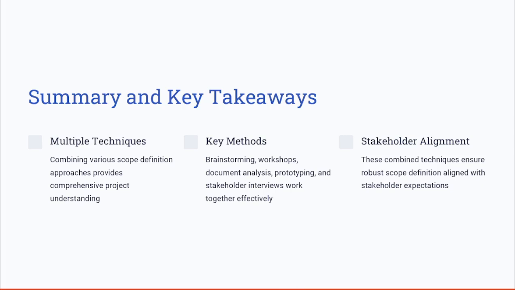To summarize our session about defining the scope, we identified what exactly defining the scope is. The techniques that we have covered for scope definition are brainstorming, workshops, document analysis, prototyping, interviews and mind mapping. Each of these tools or techniques offers unique advantages. So combining these methods creates a robust and well-defined scope that aligns with the stakeholder expectations and project objectives.